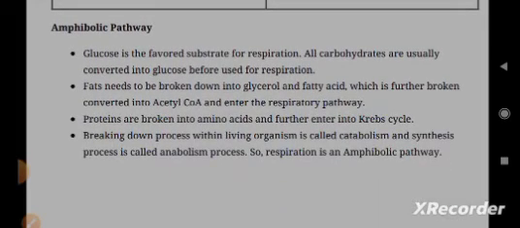Amphibolic pathway. Glucose is the favored substrate for respiration. All carbohydrates are usually converted into glucose before being used for respiration. Fats need to be broken down into glycerol and fatty acids, which are further converted into acetyl CoA and enter the respiratory pathway. Proteins are broken into amino acids and further enter the Krebs cycle. The breaking down process within a living organism is called catabolism, and the synthesis process is called anabolism. So respiration is an amphibolic pathway.